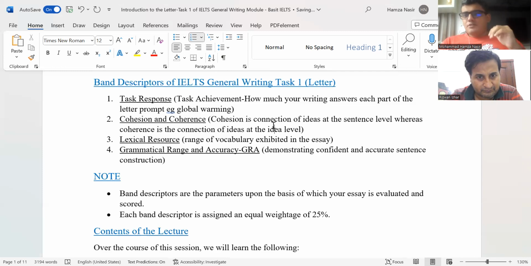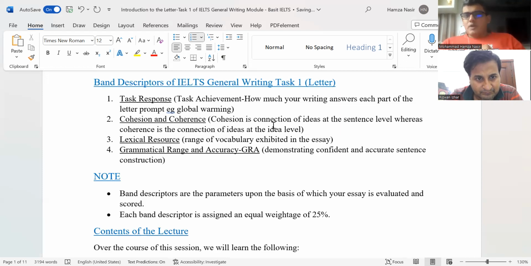Okay, and like I said before, you have to be very careful because out of these 4, if you fail to justify even one of the 4 band descriptors, you won't get a score of more than 5 out of 9, okay? Which is very, very risky, which is a very risky proposition for us, okay? So number 1 is task response or task achievement. To what extent you have answered all parts of the question.